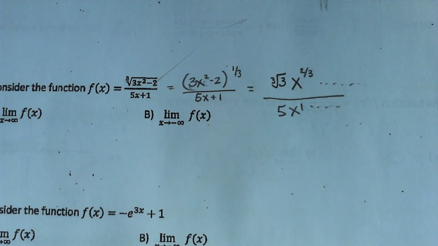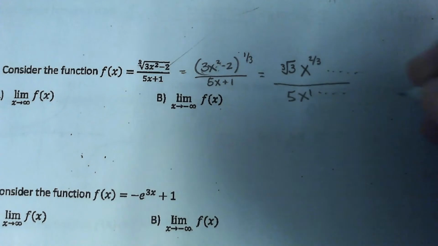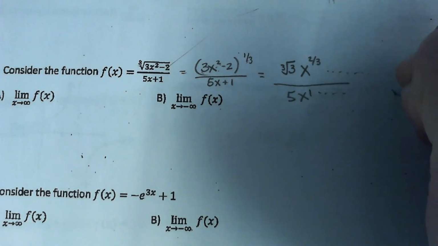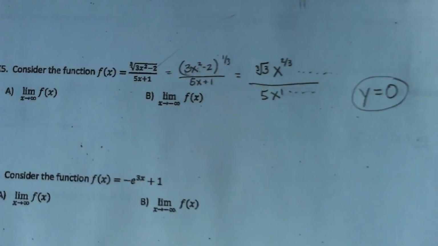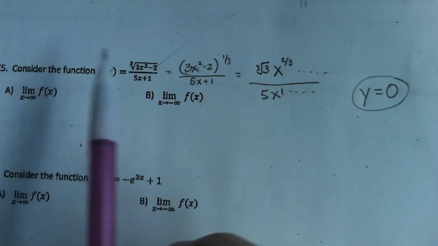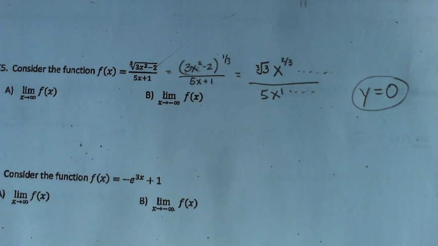Small over big. 2/3 is smaller than 1. And small over big has a horizontal asymptote where? Y equals 0. So to the best of my knowledge, that's what the horizontal asymptote would still be, even though we kind of had a crazy degree rule situation going on there. Okay?